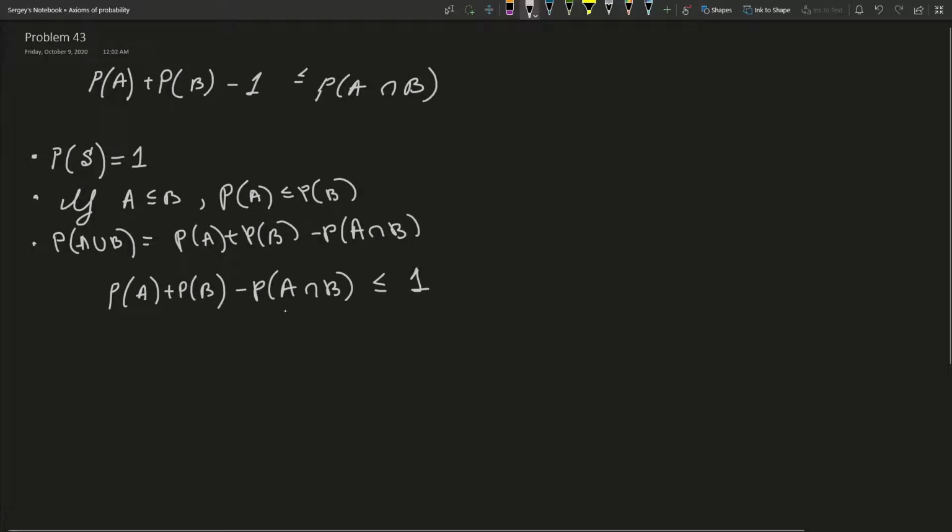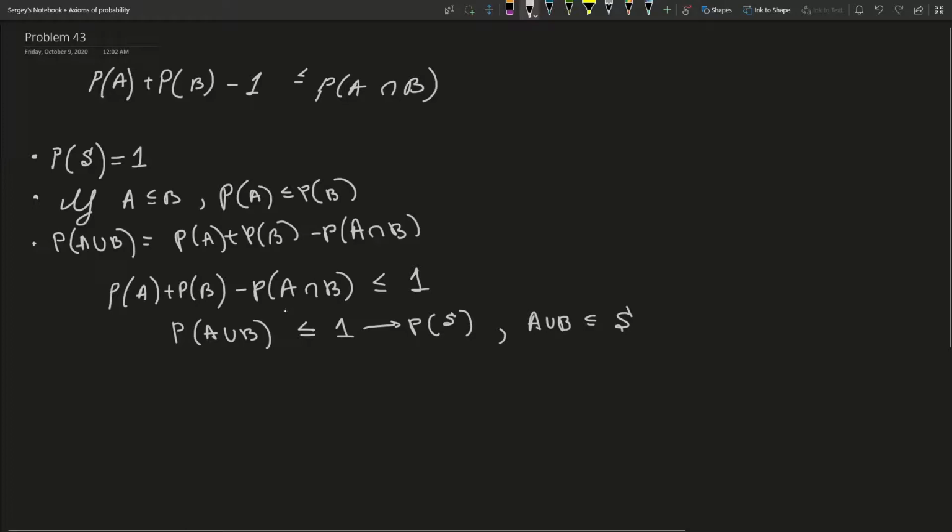So the left-hand side of this inequality is probability of A union B, and we know by the second property that this is going to be less than or equal to 1, because 1 is the probability of our sample space and A union B is a subset of our sample space. So we see that this inequality is true.